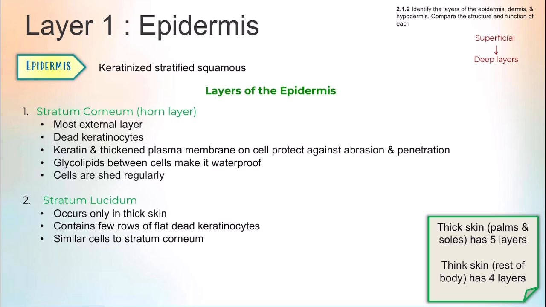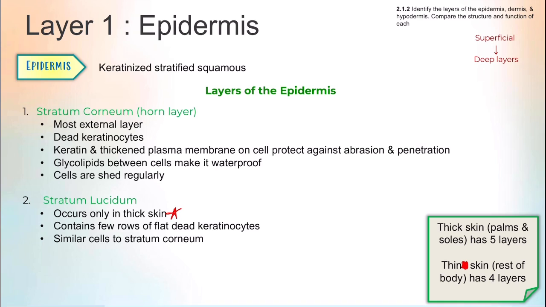Next is going to be the stratum lucidum. This is going to occur only in thick skin. So keep this in mind, because this layer is not present in our thin skin. And this right here should say thin skin, not thick skin. Just pretend that little K right there doesn't exist. So in our thick skin, we have 5 layers. In our thin, we only have the 4.